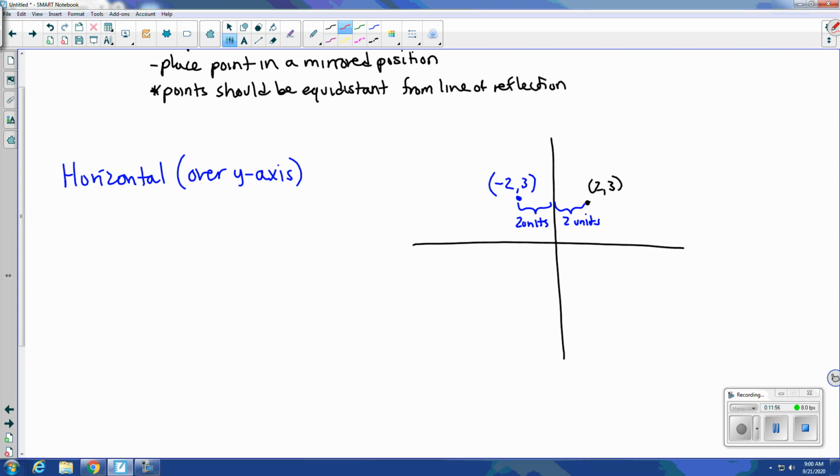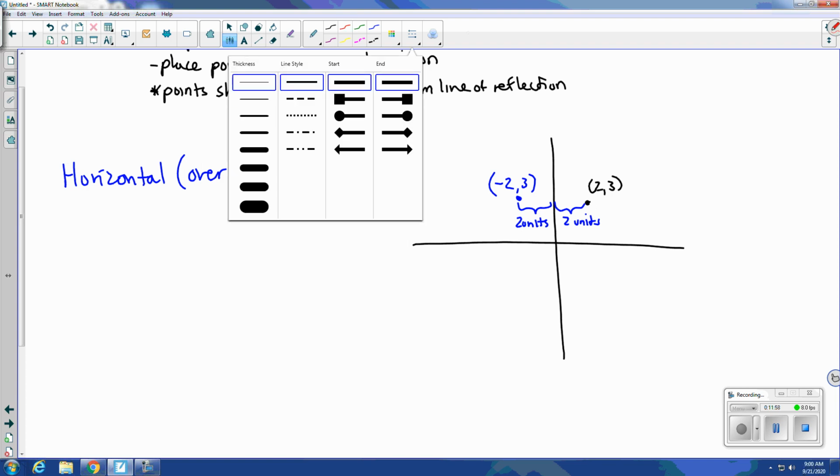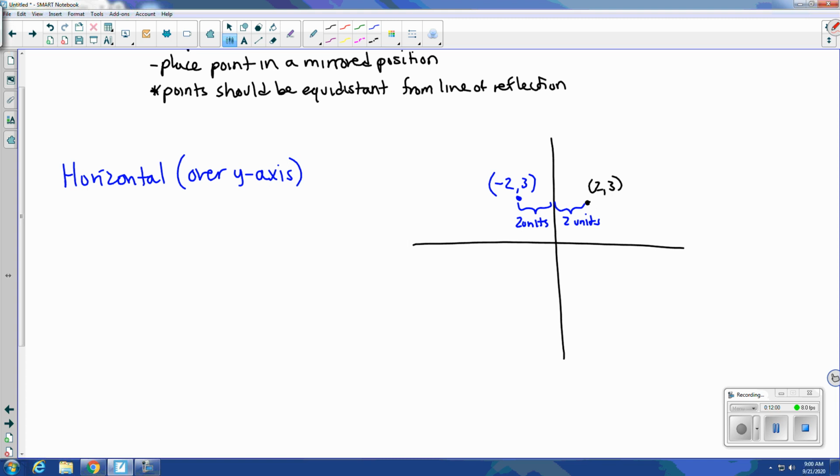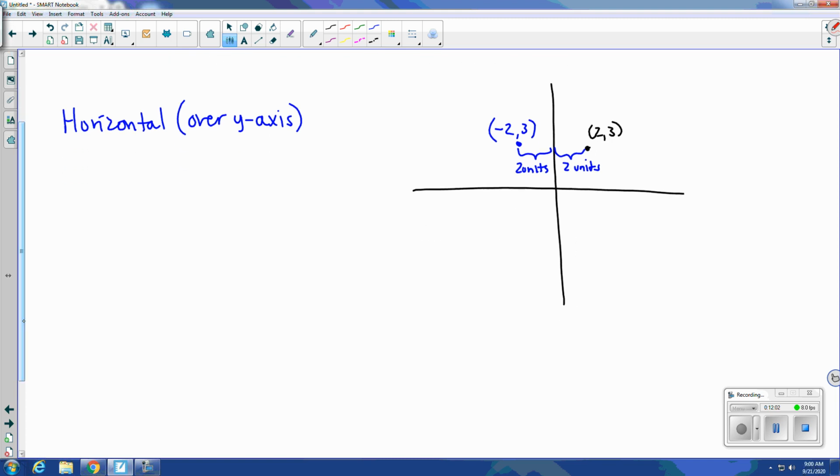Let's say with that same point, I wanted to reflect it over the x-axis vertically. So we can add in that. So vertical reflection would be over the x-axis. Again, we're thinking about the movement itself. So don't confuse the direction in which each axis runs with whether or not it's horizontal or vertical. Think of the movement over that particular axis.